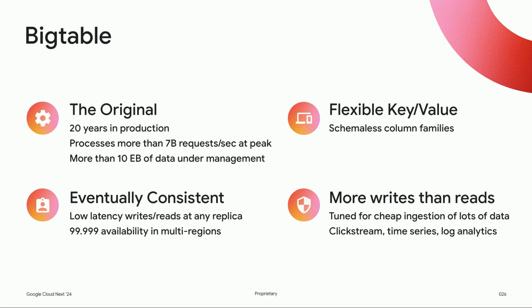I'll start the tour with Bigtable, the eventually consistent key-value store that kicked off NoSQL. 20 years on, Bigtable continues to be critical to Google's own success. It has more than 10 exabytes of data under management and processes more than 7 billion requests per second at peak. Bigtable is a key-value store with schemaless column families. Bigtable's sweet spot is workloads that need to ingest a lot of data for later analysis, whether that's clickstream, time series, log analytics, or user activity data.